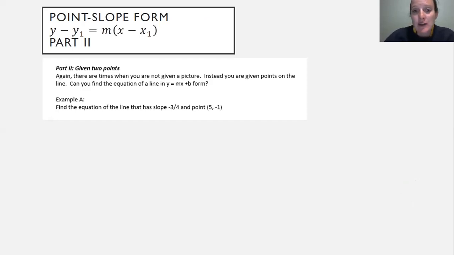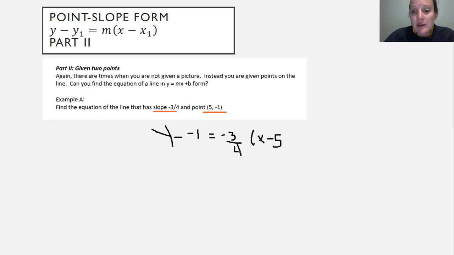So sometimes you're going to get the slope and a point. Well, if you get slope and point, this is the easiest way because now all you have to do is plug those in. You don't even have to calculate anything. So you're going to get y minus a -1. Be careful, you can't drop negatives, equals -3/4 times x minus 5.